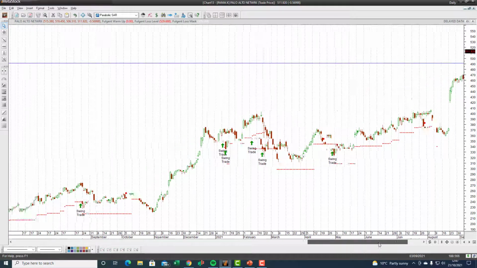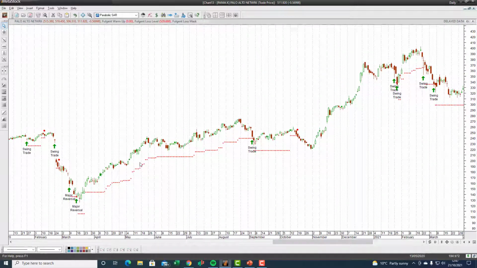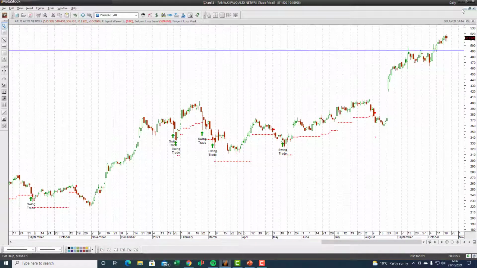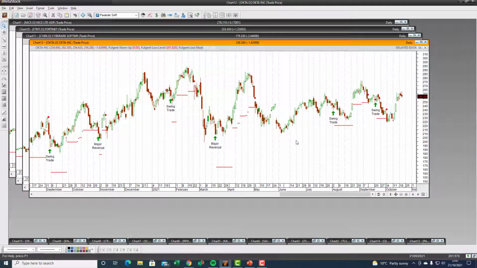You can see also somewhat choppy trades. There's another one, major market reversal, also a nice move there. And so Palo Alto Networks also fantastically looking good there.